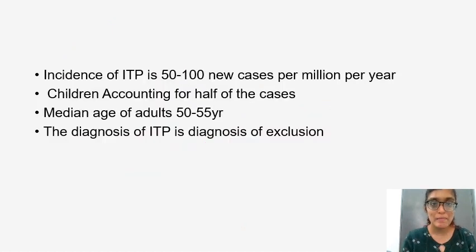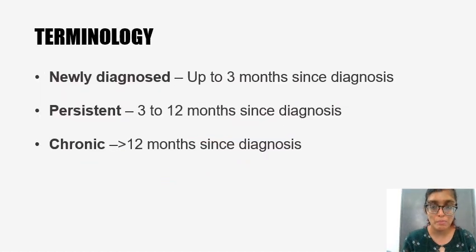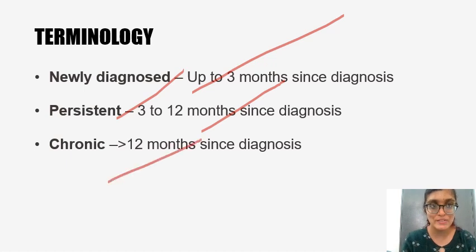The incidence of ITP is 50 to 100 cases per million per year, with children accounting for half the cases, and the mean age in adults is 50 to 55 years. The diagnosis of ITP is a diagnosis by exclusion. I'll brush up through the important points of the topic. Newly diagnosed is up to 3 months since diagnosis. Persistent is 3 to 12 months since diagnosis, and chronic is more than 12 months since diagnosis.